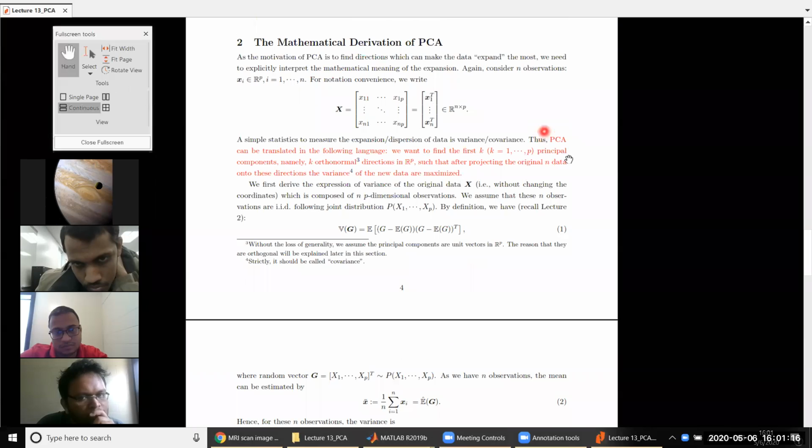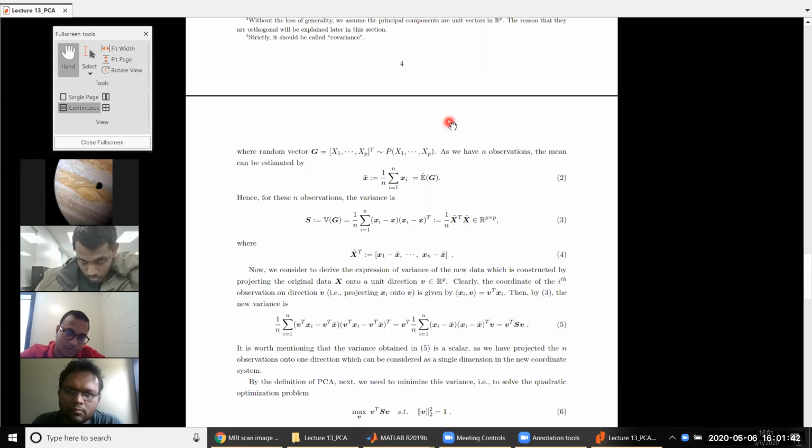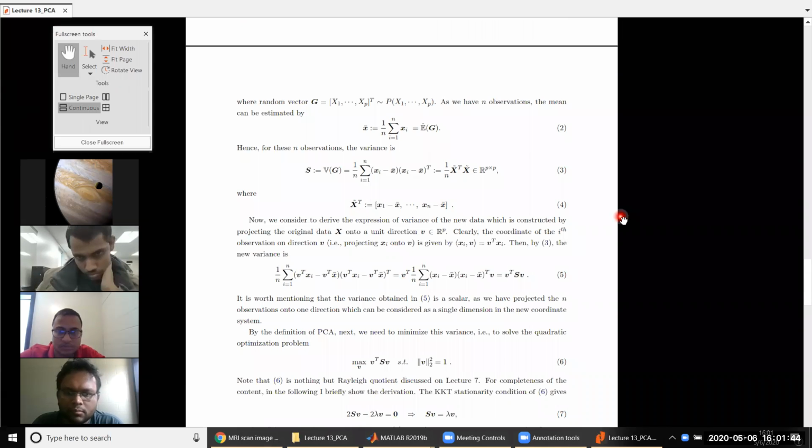What I mentioned is that PCA is about a direction. Let's say the first principal component is the direction in R^p such that projecting the original data onto this direction, the variance of the new data will be maximized. In other words, suppose I project the data onto one direction, what would be the variance of the new data? Otherwise, how can I do the PCA? Now let's have a look at how to get the expression of the variance of the new data.